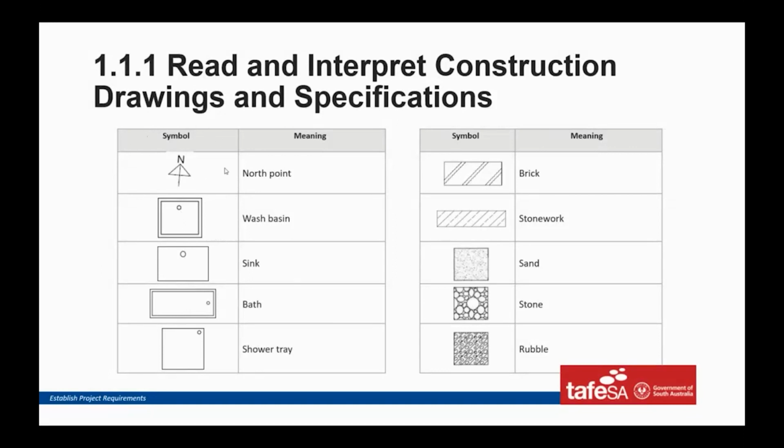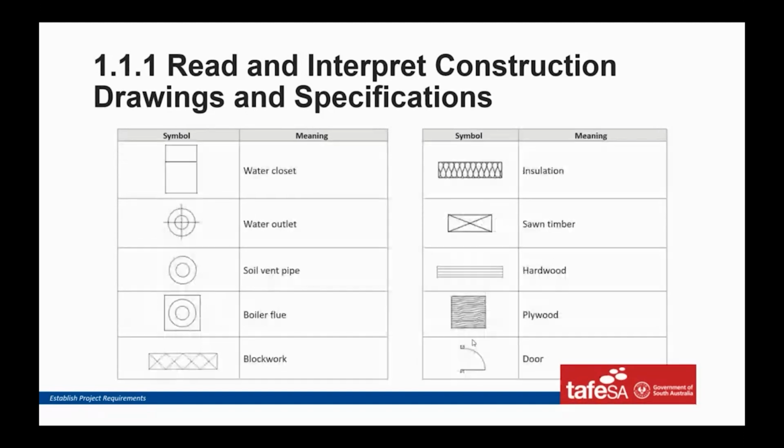This is a very, very important one. Which way's north? So we go north, south, east, west. Really important, because if you get this wrong, you could be working out of the wrong side of the building. Brick, stone, sand, another form of stone, stone work, and then rubble. We've got some water closets. Interesting, I've never seen it like that.